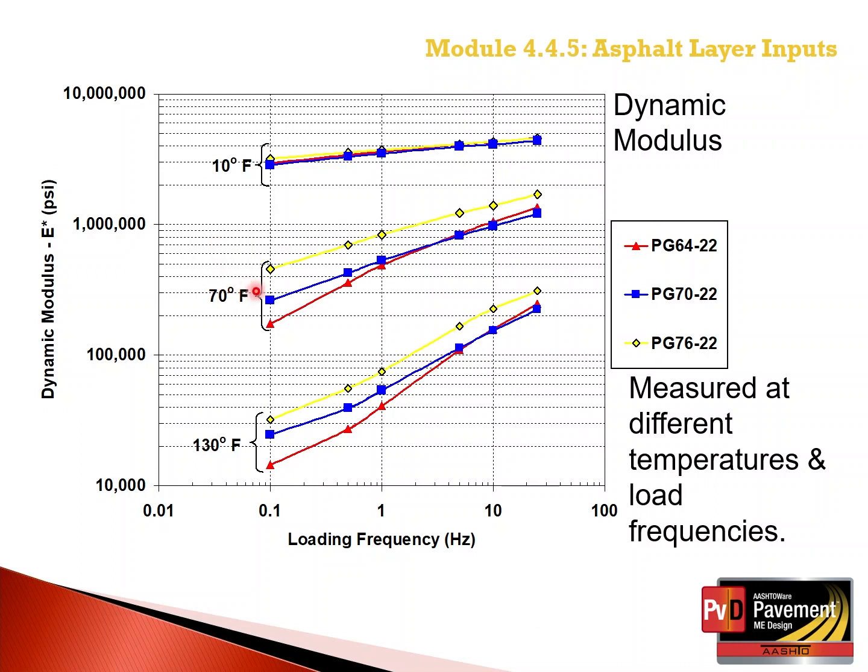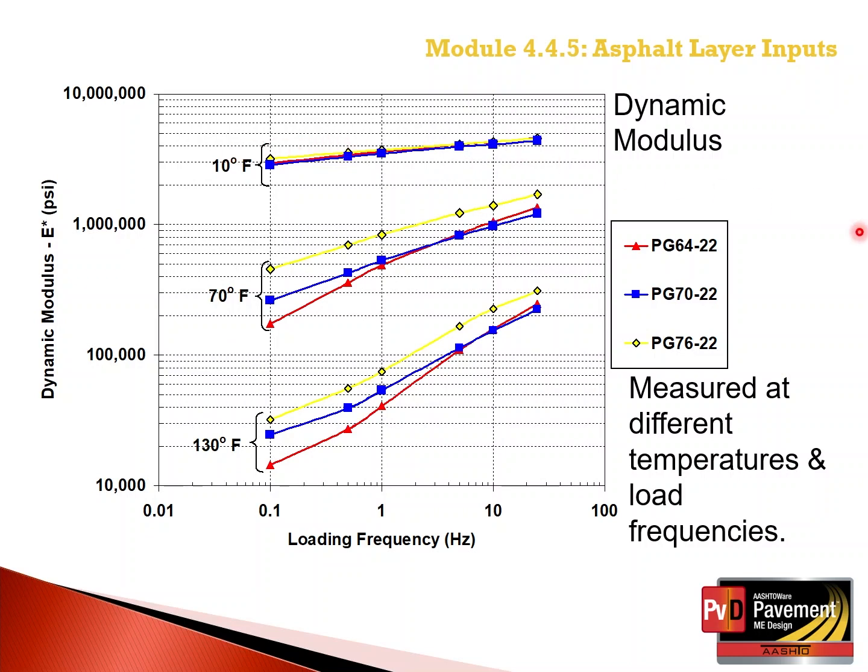This is an example of dynamic modulus test results. The same gradation and percent asphalt was used, but with 3 different asphalt binder grades: a PG 76-22, PG 70-22, and a PG 64-22.